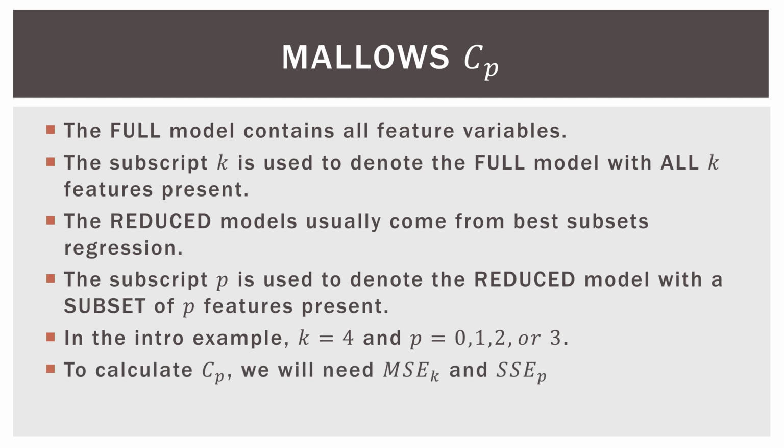Luckily for us, to understand the calculation for Mallows Cp, we only need a few things from computer output, even Excel for that matter could do this. We will need the MSE sub K and the SSE sub P. We'll talk more about those here in a second.